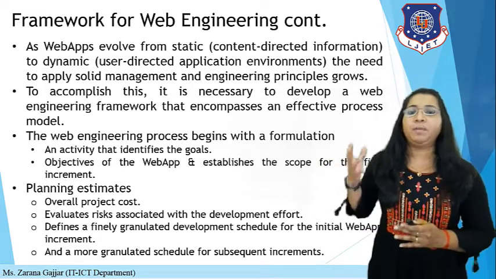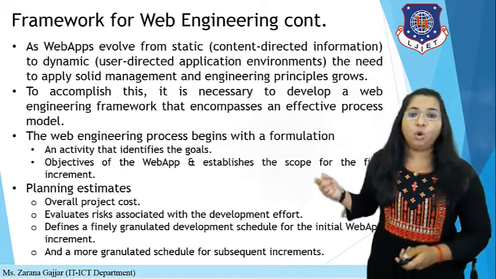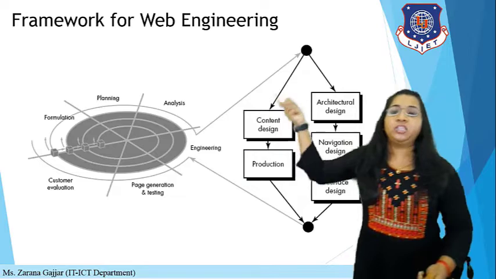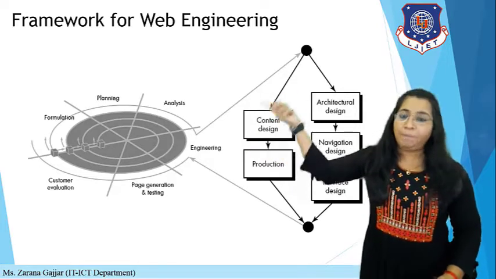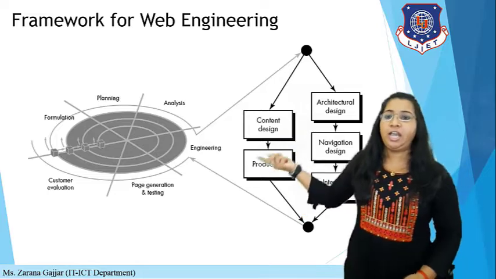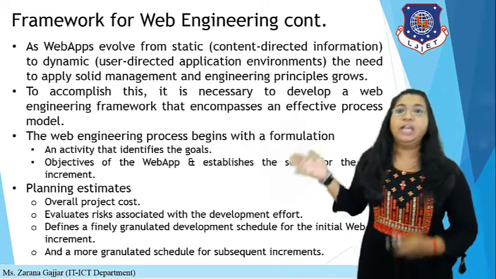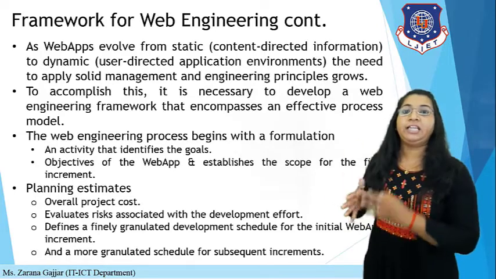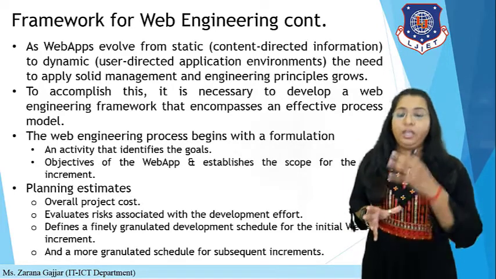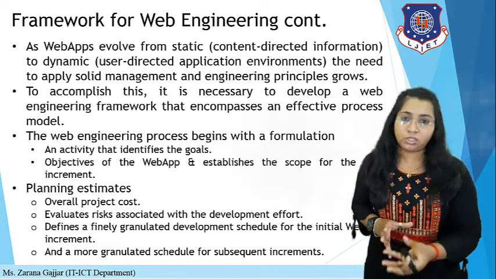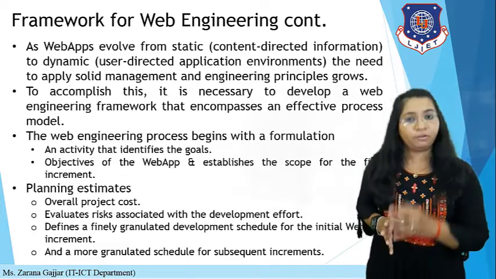The web engineering process begins with formulation. In the figure you can see that there is a formulation activity. It starts from formulation, then planning, analysis, engineering, page generation and testing, and customer evaluation. Formulation is an activity that identifies the goals. If you are developing any web application, what is the goal for developing such a web application? So you have to define the goal.